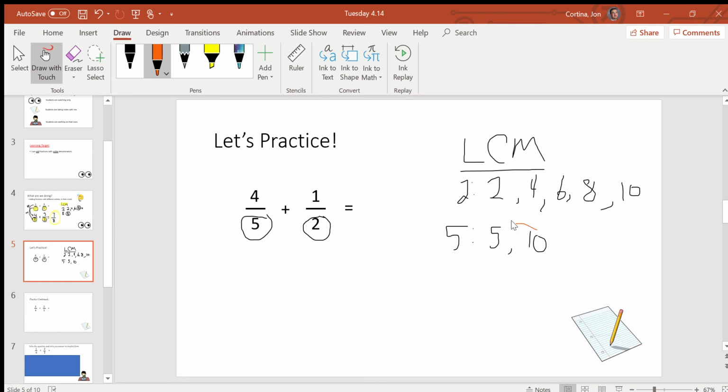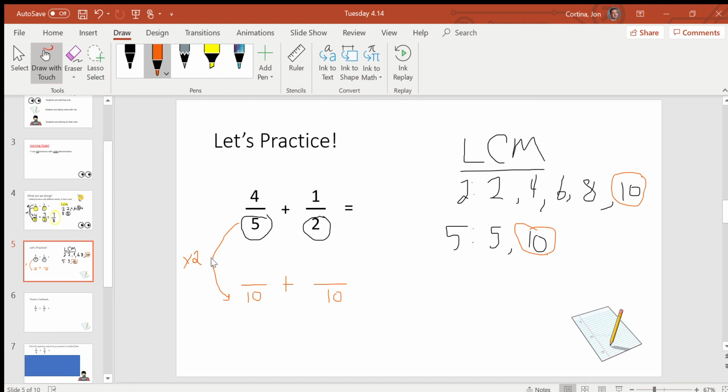I notice that the 10 is shared between both the 2 and the 5. So what we need to do now is change both of these numbers, both denominators, so they are 10 before we can add them. We know this is what they need to be. The question is, how did we get there? So what did we do to get from 5 to 10? Right, we multiply by 1, 2.